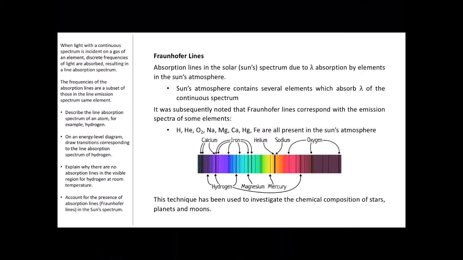in the sun's atmosphere. And in this image here, you can see which particular lines correspond with which particular elements. This technique has been used to investigate the chemical composition of stars, planets, and moons. So each of their spectrums would be missing particular lines corresponding with elements that are present in their composition.